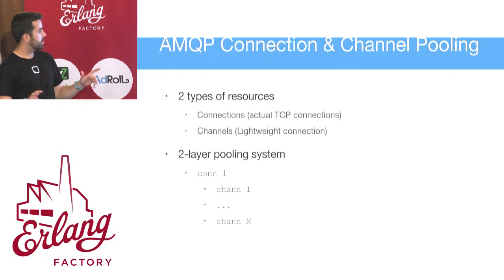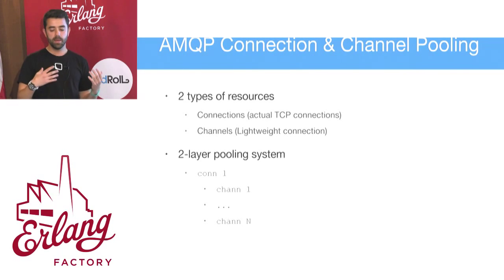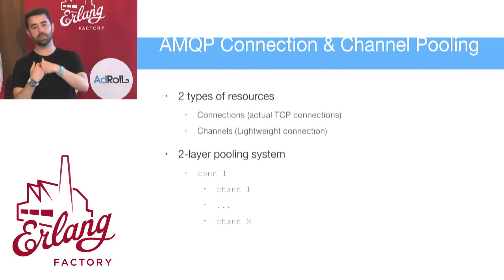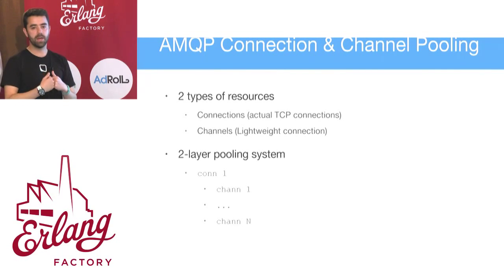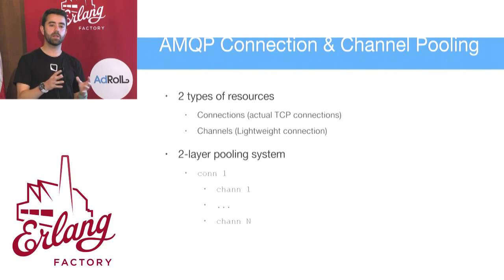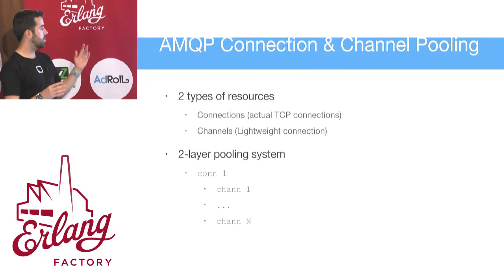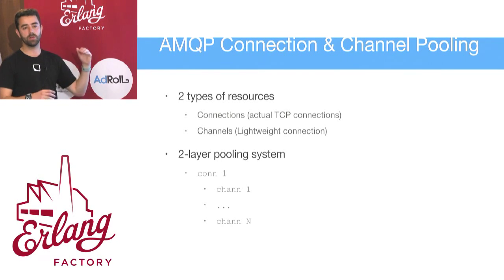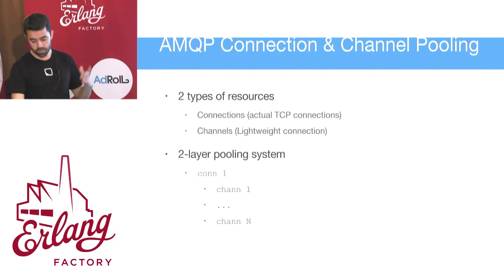The problem we had to solve here is that we wanted a system where we were able to scale AMQP resources out and down as needed, so your system is dynamically sized. What we did was develop a two-layer pooling system based on connections, and for every connection we create as many channels as needed. And we did it with Pooler.